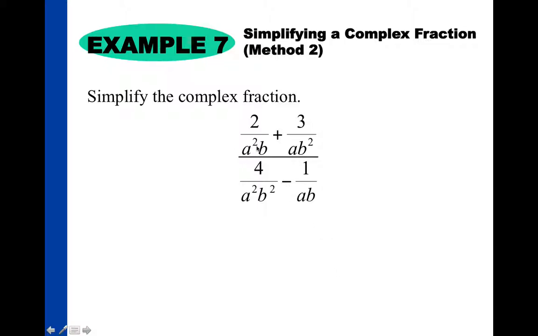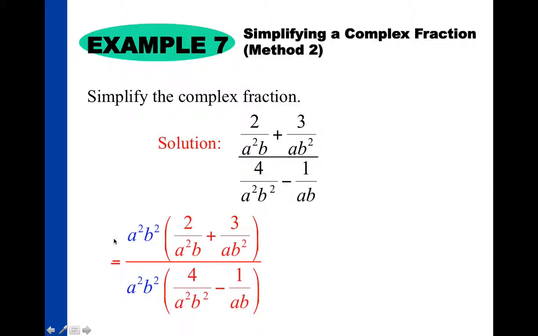On this bottom I have an a squared b. Here I have an ab squared. Here I have an a squared b squared, and here I have an ab. Okay, so it looks like I have to have an a squared because I have one here and here, and I have to have a b squared because I have one here and here. So my common denominator is a squared b squared. Multiply everything by a squared b squared.